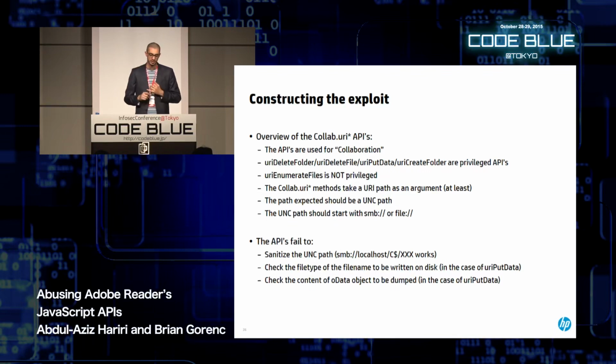One thing in common between all these APIs is that they take a path. This path is a UNC path, so it has to start with SMB:// or file://. What these APIs fail at is that they don't really sanitize the path. You can provide SMB://localhost/C and whatever path you want, and that works quite well. These APIs don't check the file type that you're dumping to. Specifically, URI put data doesn't check the data that's inside the OData object. So if you want to dump an exe file or a DLL file, it doesn't mind. You can dump whatever data you want, with whatever extension you want.